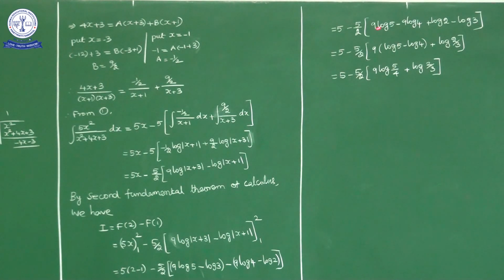So from these two terms 9 common. 9 into (log 5 minus log 4) plus, log a minus log b, what we can write? Log a by b, log 2 by 3. Okay. So here 5 minus 5 by 2 into 9 (log a minus log b), log a by b, no? So 9 log 5 by 4 plus log 2 by 3. Okay. That is the final answer.